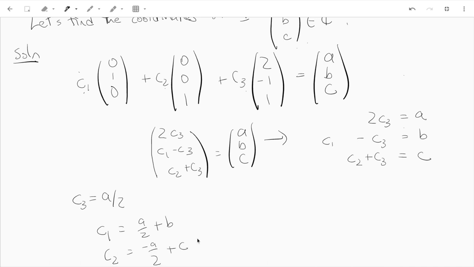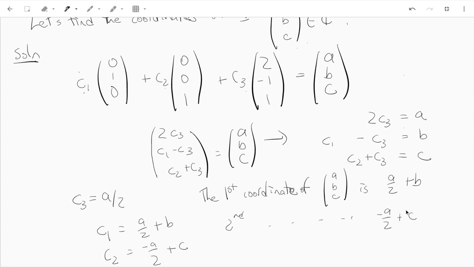The first coordinate of this vector ABC is C1, which is A over 2 plus B. The second coordinate is C2, which is negative A over 2 plus C. The third coordinate is just A over 2.